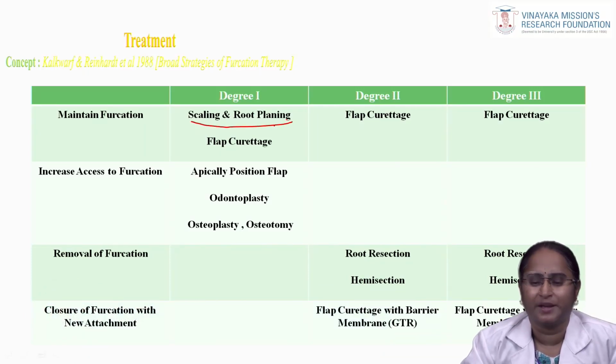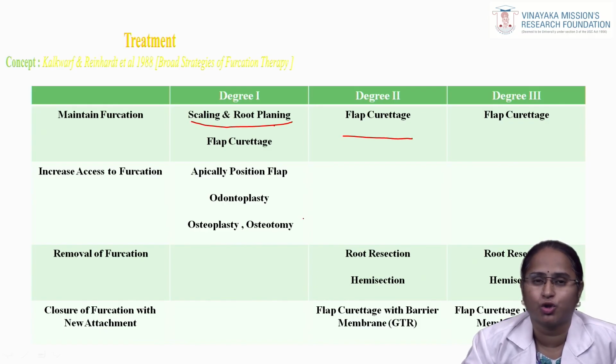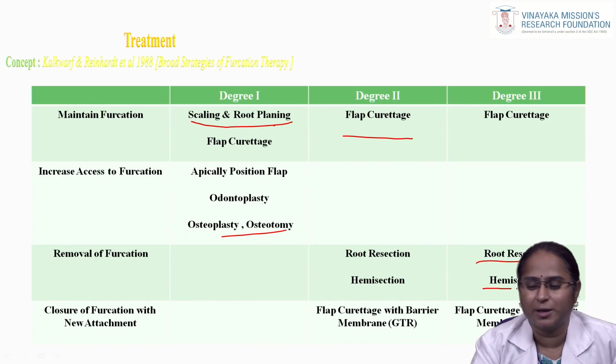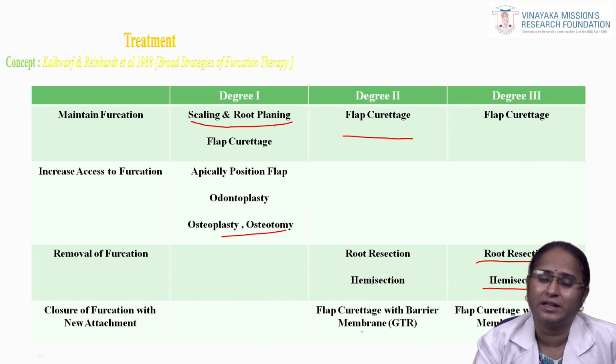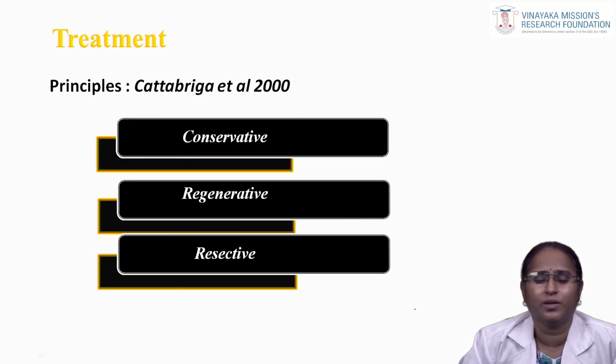In case of grade 2, flap curettage along with odontoplasty, osteoplasty and osteotomy, that is furcationoplasty, will be done. In case of grade 3, root resection, hemisection along with regenerative procedures. In case of grade 2 also we will do regenerative procedures depending upon the amount of attachment and number of walls.